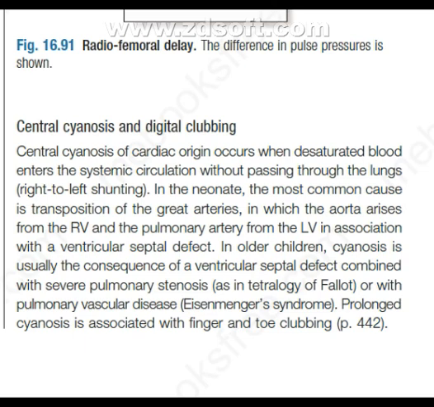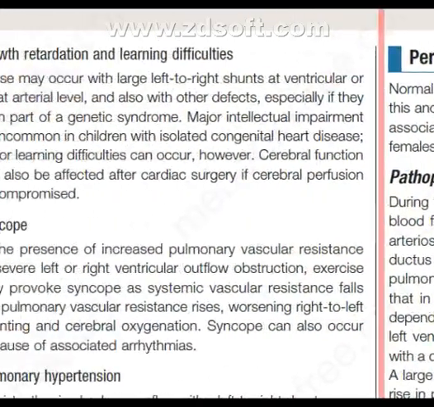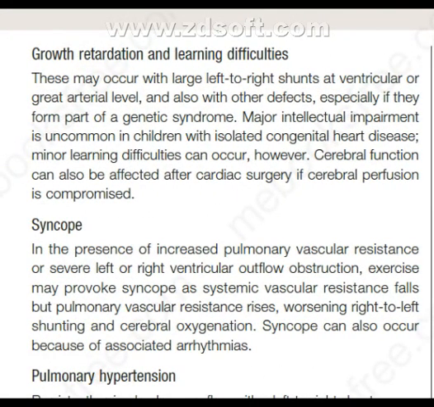In older children, cyanosis is usually the consequence of a ventricular septal defect combined with severe pulmonary stenosis, as in tetralogy of Fallot, or with pulmonary vascular disease, that is Eisenmenger syndrome. Prolonged cyanosis is associated with finger and toe clubbing, growth retardation, and learning difficulties. These may occur with large left to right shunts at ventricular or great arterial levels, and also with other defects, especially if they form part of a genetic syndrome.